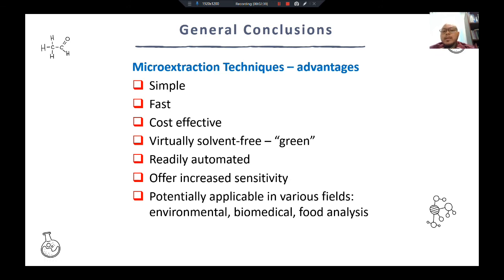Okay, those are the advantages of micro extraction techniques. But if you ask me which method is the most recognizable among the micro extraction techniques, it is SPME. SPME is the most widely used. The others have a lot of limitations compared to SPME. And SPME is of course the easiest one among all, just that the device is quite expensive, that's all.